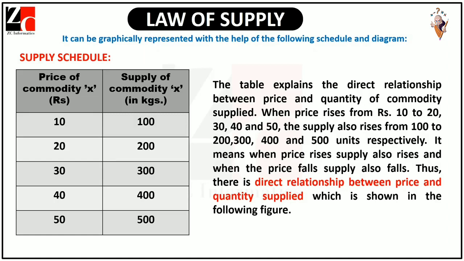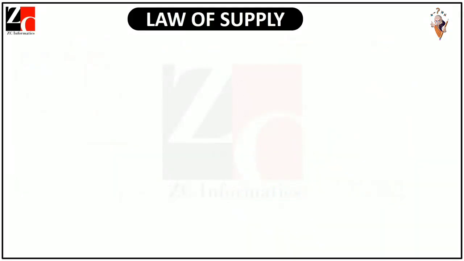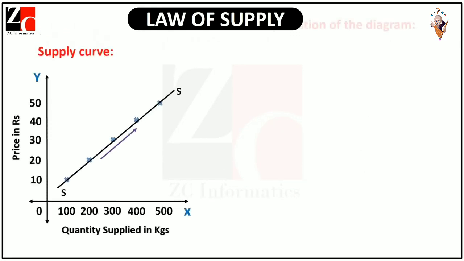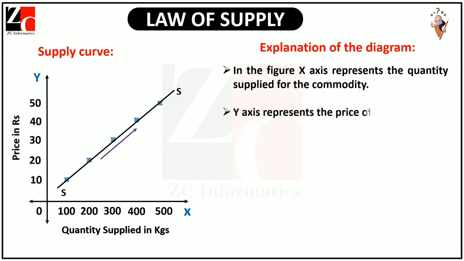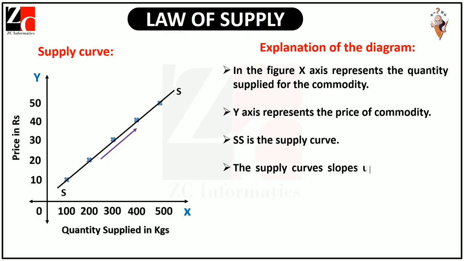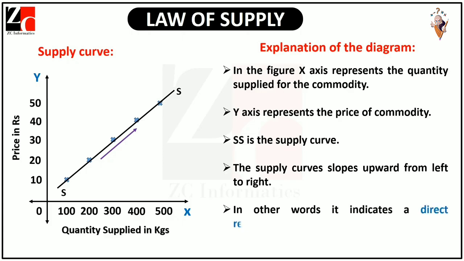The supply curve. Explanation of the diagram. In the figure, the X-axis represents the quantity supplied of the commodity. The Y-axis represents the price of the commodity. SS is the supply curve. The supply curve slopes upward from left to right. In other words, it indicates a direct relationship between price and supply.